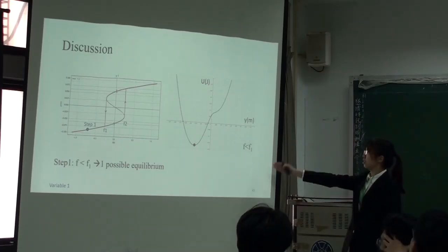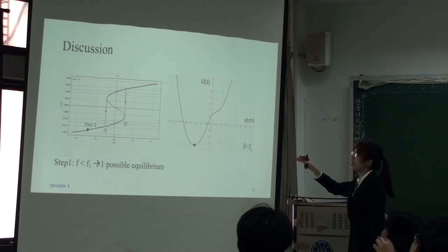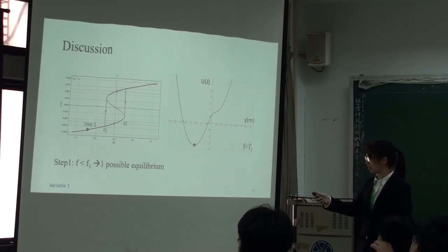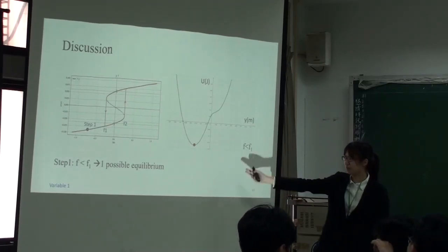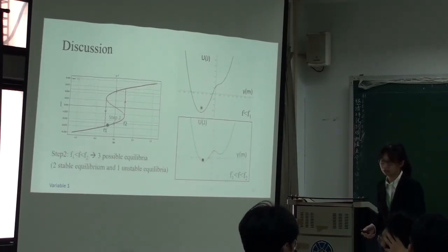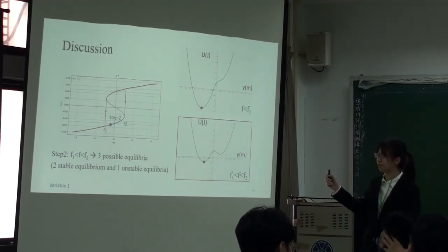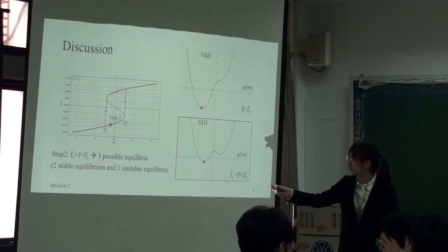And when we look at the potential energy graph, the x-axis is y, and the y-axis is the potential energy. Here, the lowest part of the potential energy is the place where the equilibrium is. Next, when we keep increasing f, and now f is bigger than f1 but smaller than f2, there are 3 possible equilibria in this range.